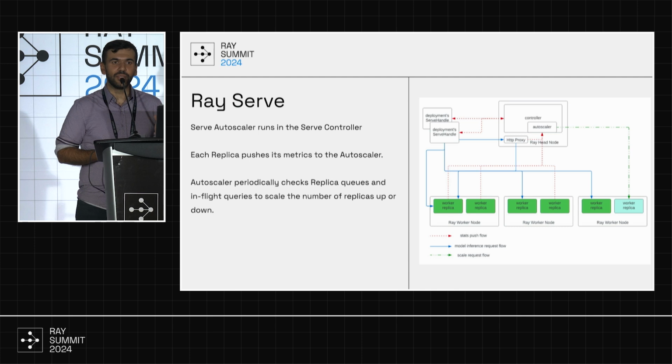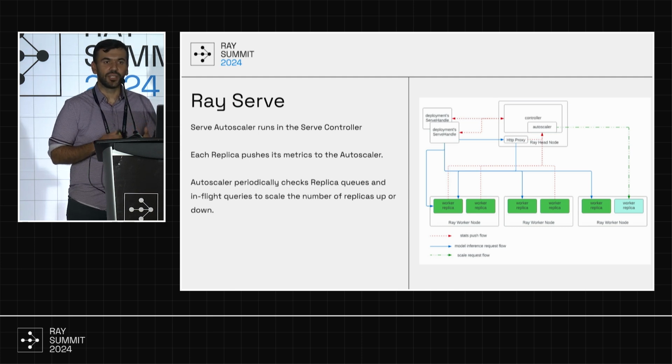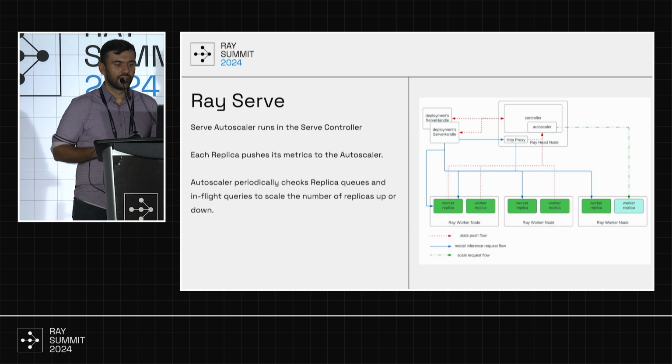And then finally, we have the component that handles the auto-scaling and lifecycle management of these replicas across the cluster. This is called the Serve controller, which runs on the head node. Each replica is constantly pushing its metrics to the autoscaler in the Serve controller, and as the controller sees requests piling up, or the request rate is higher than your target, it will scale the replicas up, and vice versa if it needs to scale down. So this is the high-level architecture of Serve.